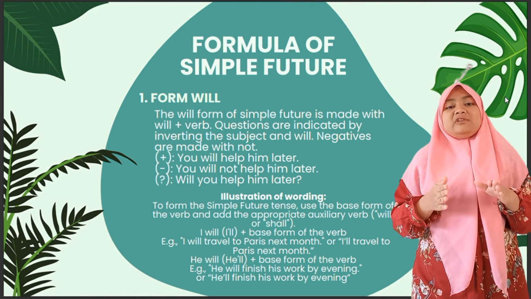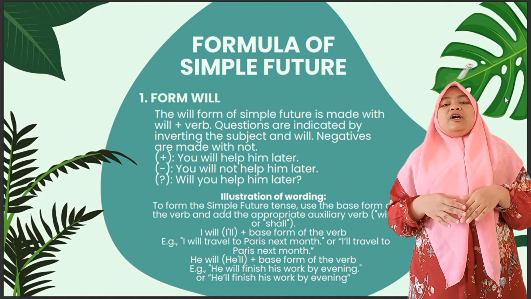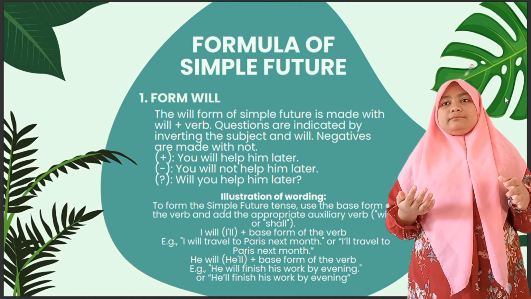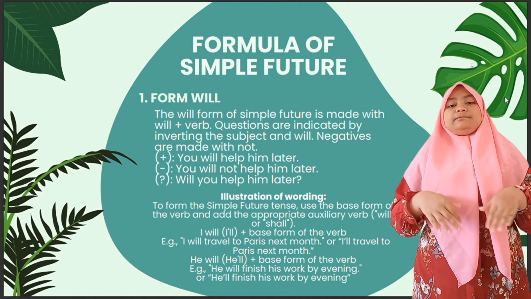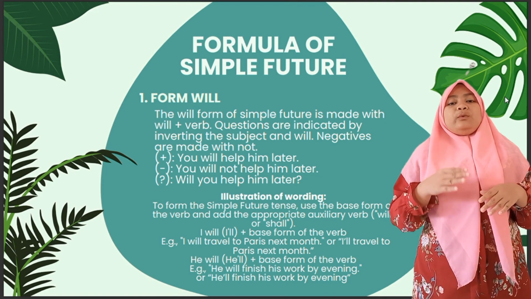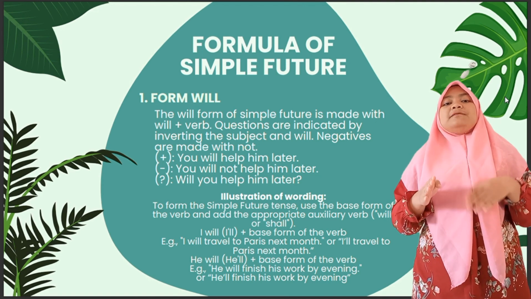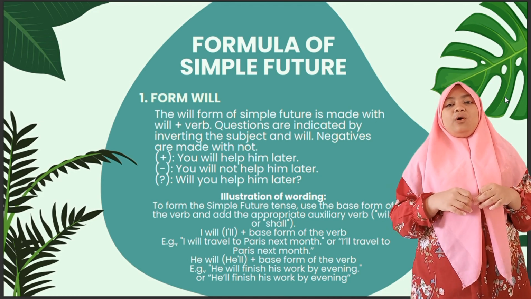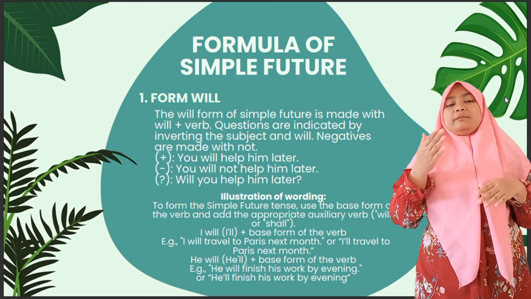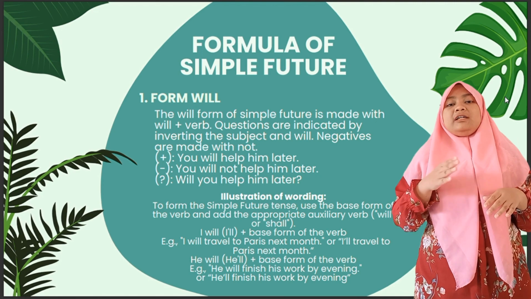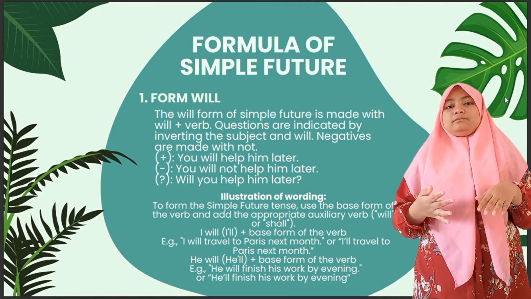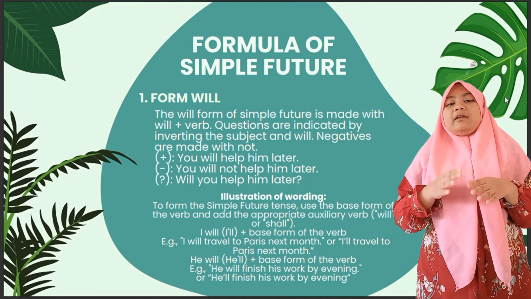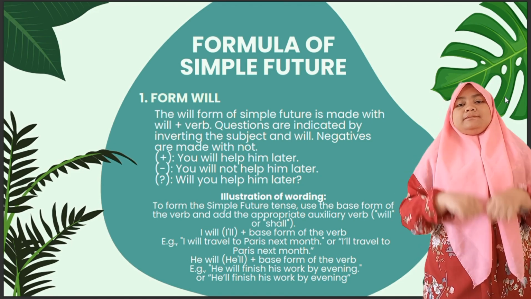Next, illustrations of wording. To form the simple future tense, use the base form of the verb and add the appropriate auxiliary verb. Use will or shall. I will or I'll plus base form of the verb. For example, I will travel to Paris next month, or I'll travel to Paris next month. The next example, he will or he'll plus base form of the verb. Example sentence: he will finish his work by evening, or he'll finish his work by evening.